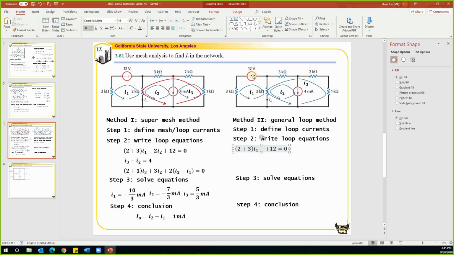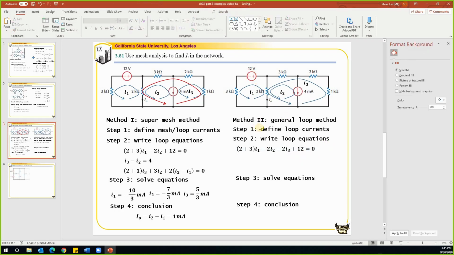So what I have here, because I know that the voltage drop will be the drop shared by this I1, which is 2 plus 3. The voltage drop due to I2, because it's in the reverse direction of I1, so that is a minus 2 times I2. And there is also another shared current. It's in the reverse direction of I1, so we have a minus 2 times I3. And then plus this voltage drop 12, that is equal to 0. This is our first equation.